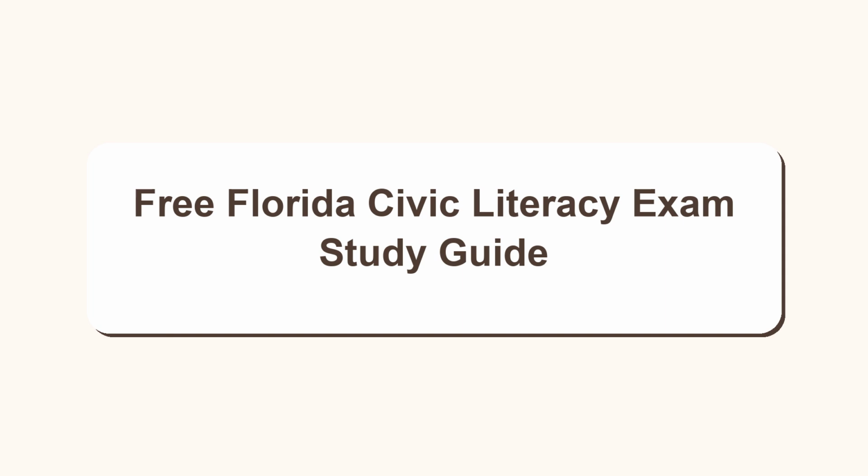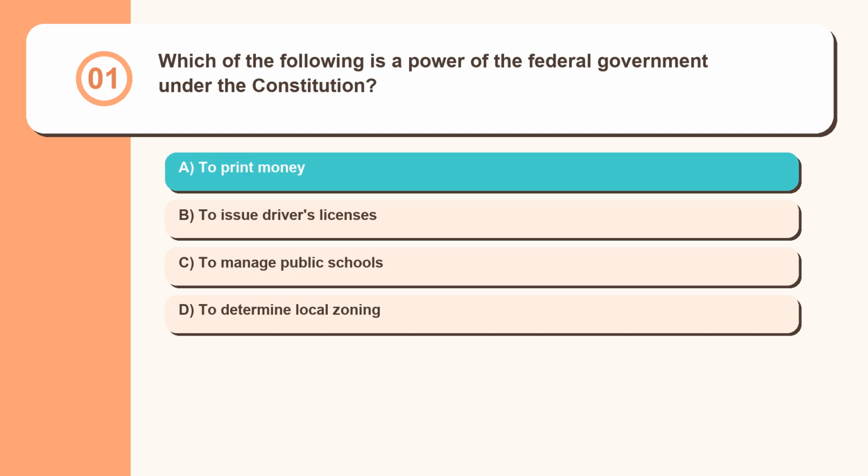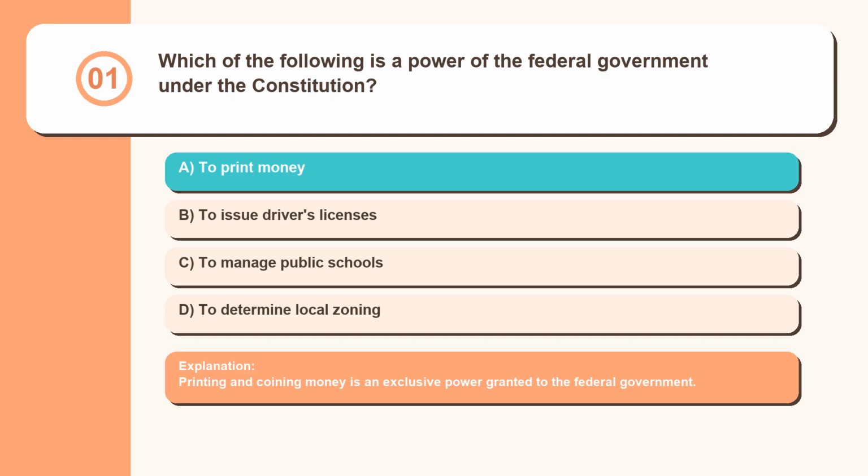Free Florida Civic Literacy Exam Study Guide. Question 1. Which of the following is a power of the federal government under the Constitution? To print money, to issue driver's licenses, to manage public schools, to determine local zoning. Printing and coining money is an exclusive power granted to the federal government.